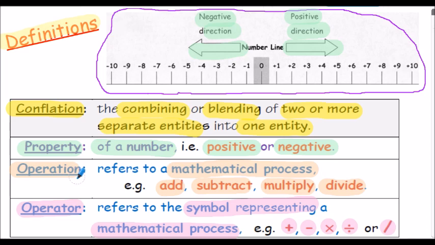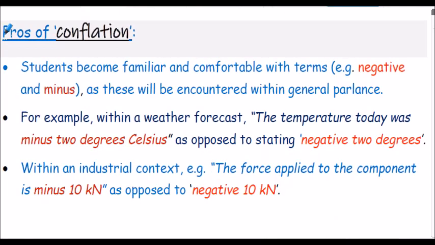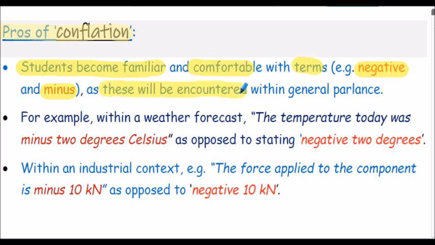You'll actually see in the presentation that follows, I'll conflate the terms operation and operator anyway, just to try and simplify the presentation. Now it can be considered that there are actually benefits or pros of conflating the various terms. For example, students become familiar and comfortable with the various terms, or conflating the number property negative with the operation of minus, as these terms will be encountered and conflated within general calculations and indeed within general parlance, general usage.